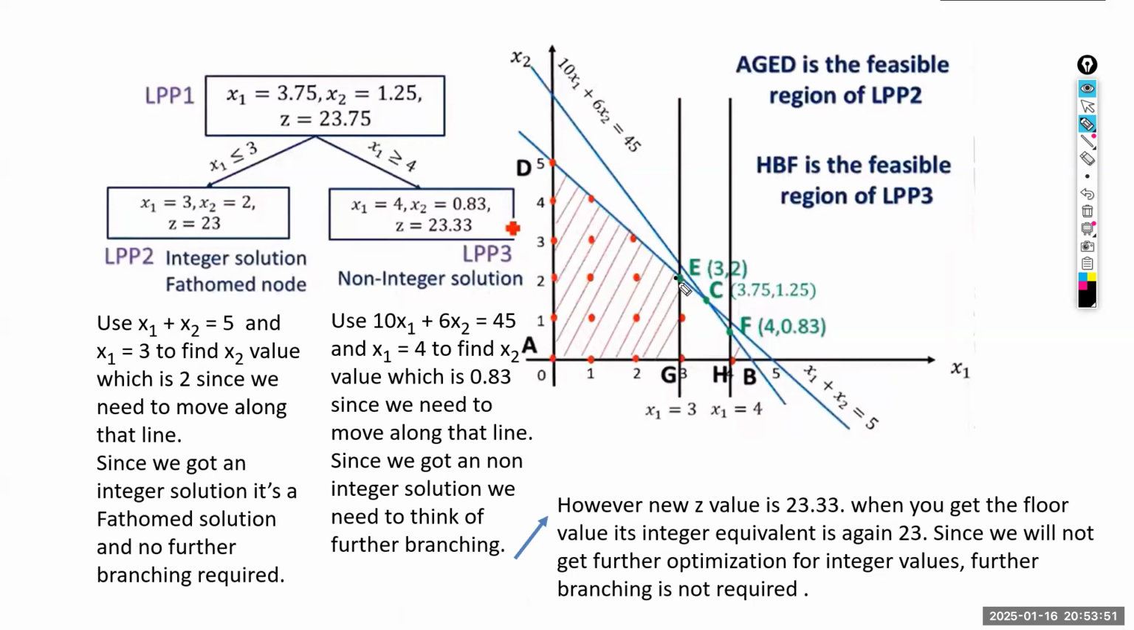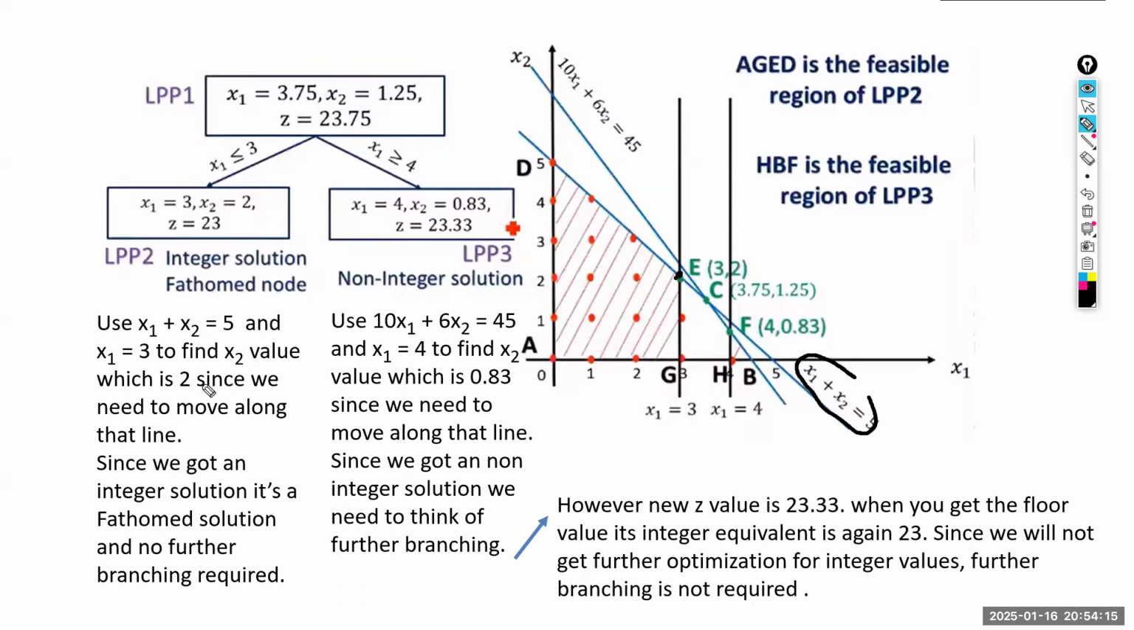Right? Where x1 is 3. Now you can find this value by substituting x1 equal 3 in this equation, because you are going through this line. Right? So substitute x1 equal 3 into this equation and you will find that x2 is 2.